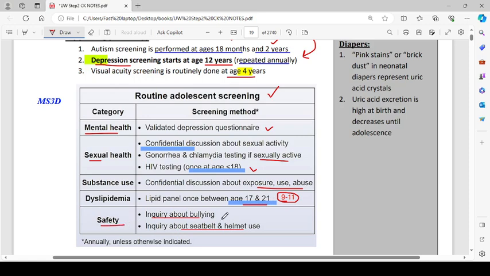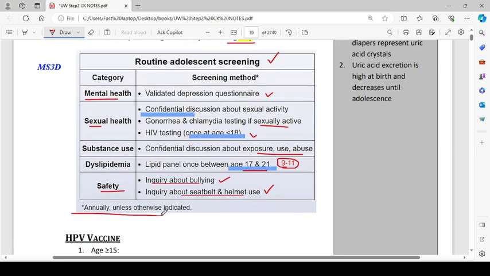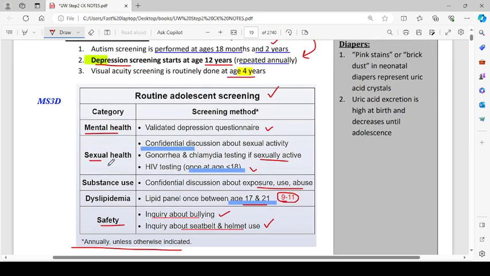And for safety, inquire about bullying and about seat belt and helmet use. So these are for the adolescent children, they're not adults, they are children who are adolescents. And annually unless otherwise indicated. So the mnemonic for that is M3S and then we have D. So M3SD.